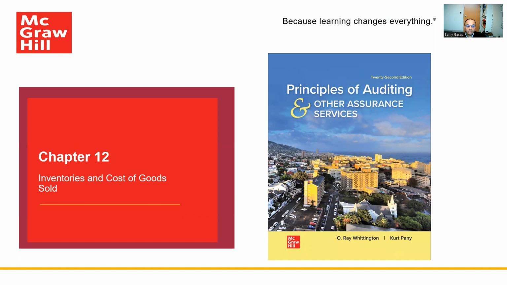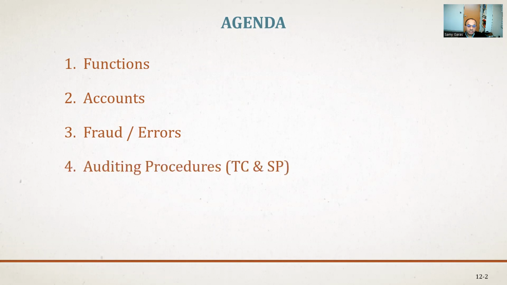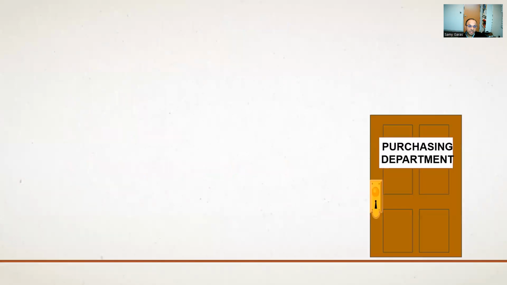Mainly we will talk about the functions used in the inventory and the cost of goods sold. Then we talk about the accounts involved, the errors and fraud that might happen in this cycle. And finally, how can we make test of control and substantive procedures, which we put under the big umbrella of auditing procedures. If you remember, those were the same key points I discussed in the revenue cycle. So now we go through them from the other side, which is the inventory and cost of goods sold.